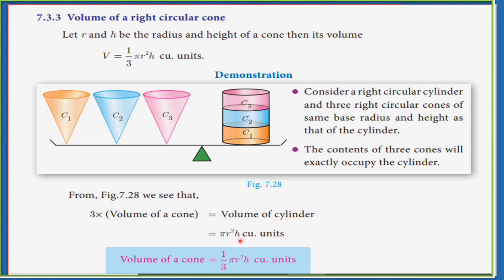What's the volume of the cylinder? Pi r square h. Take this 3 to the right hand side. Volume of cone equals 1 by 3 pi r square h cubic units. This information is given in our book.